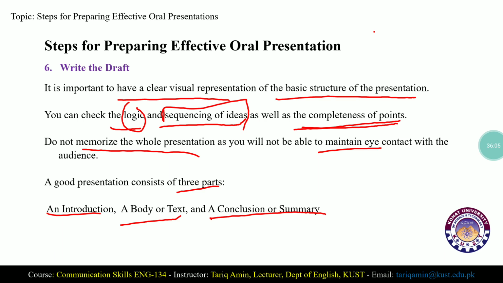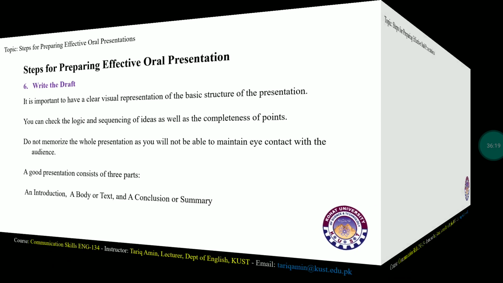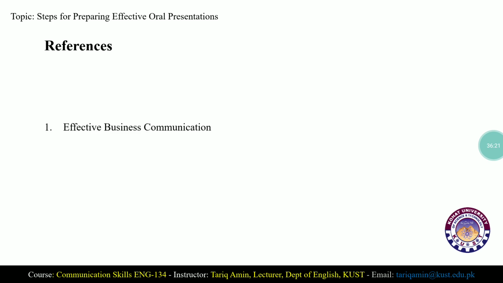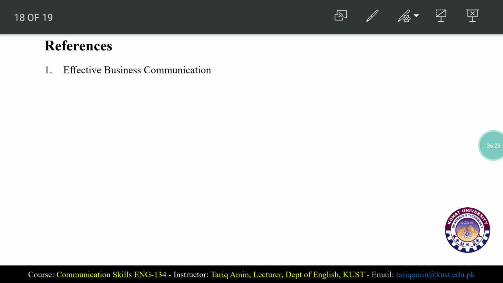So a good presentation consists of these three parts. First of all, you need to introduce your audience to your topic. After that, you need to discuss your topic in detail, and at the end you need to conclude or summarize the topic. Okay, these are references. Effective Business Communication by Murphy.